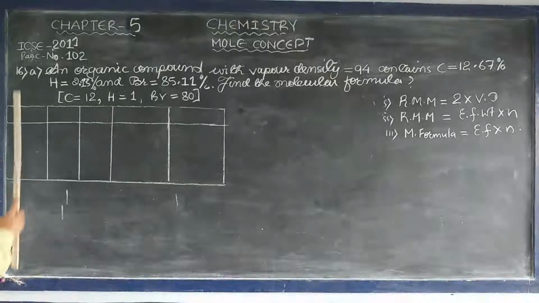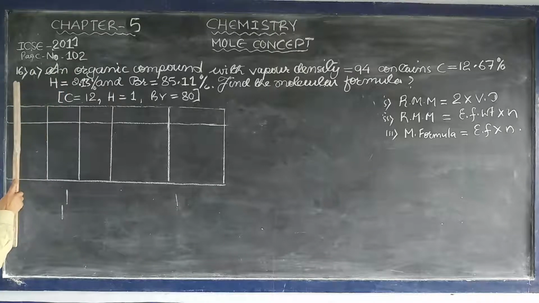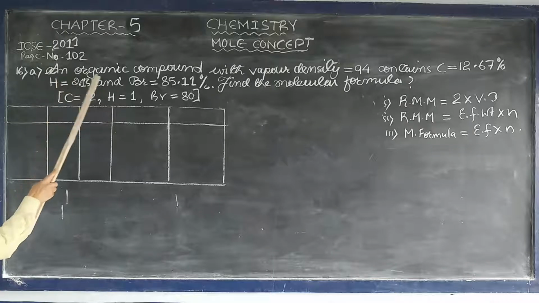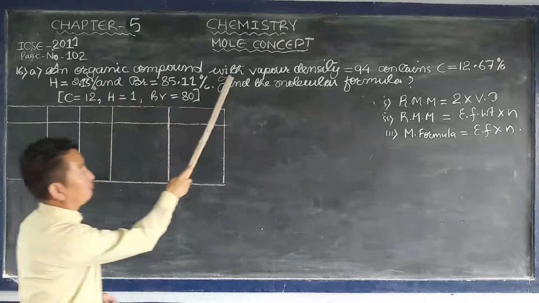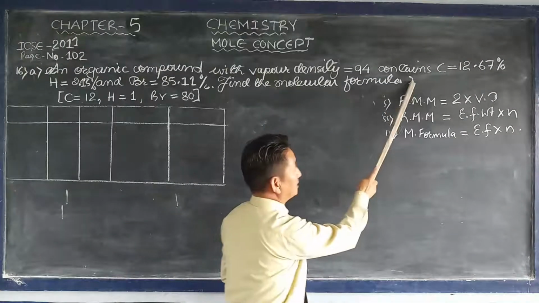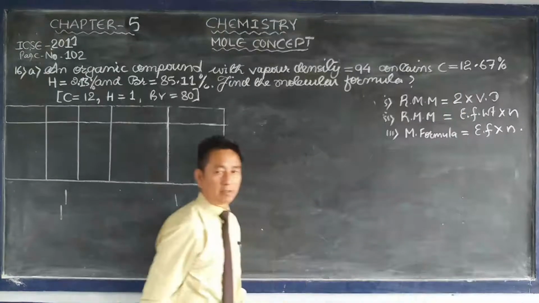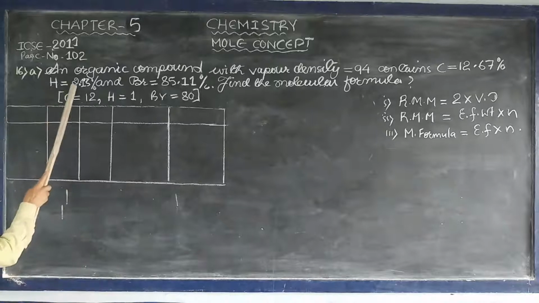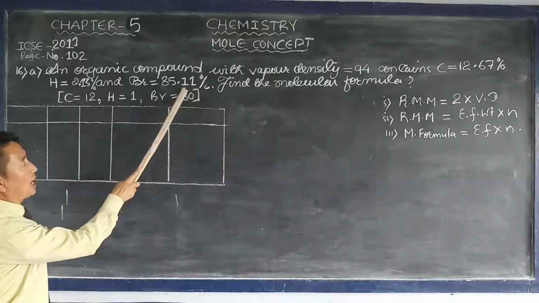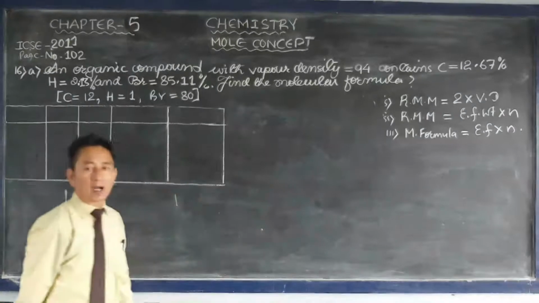Now here we have ICSE 2011 page number 102, question number 16A. I'll read out the question. An organic compound with vapor density 94 contains carbon 12.67%, hydrogen 2.13% and bromine 85.11%. Find the molecular formula of the compound.